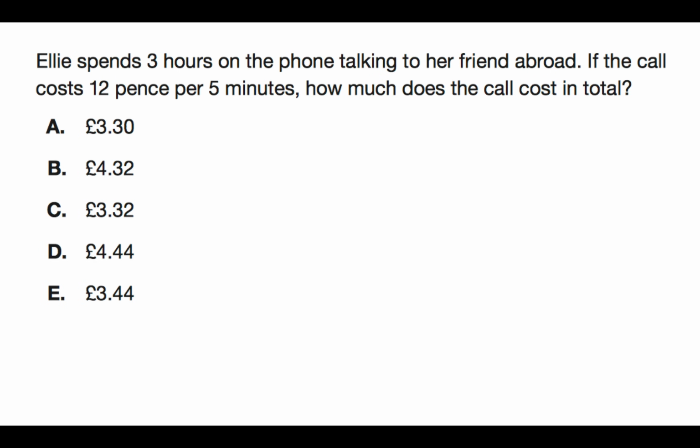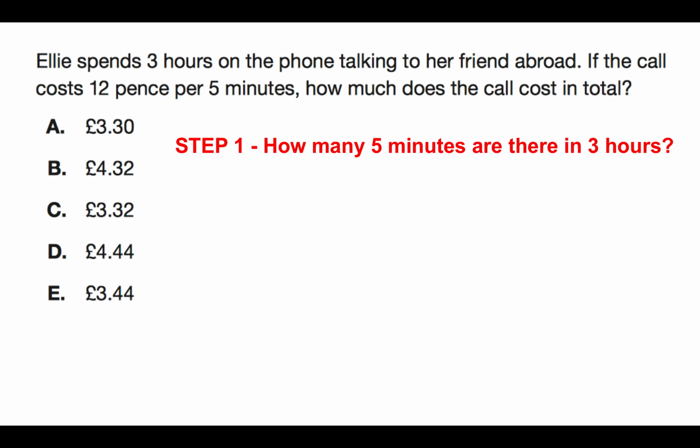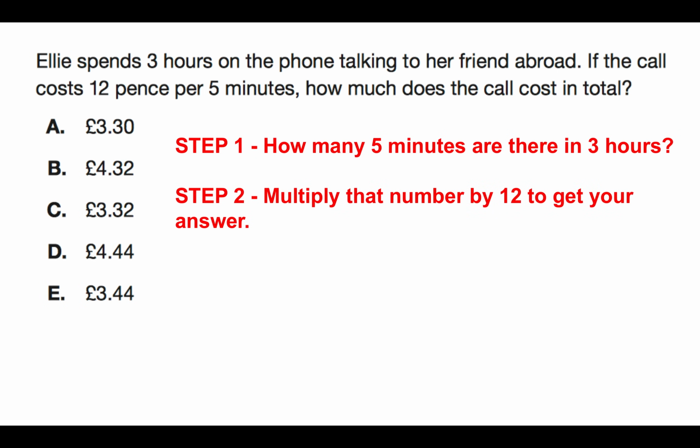Next question. Ellie spends 3 hours on the phone talking to her friend abroad. If the call costs 12 pence per 5 minutes, how much does the call cost in total? So the first step we have to do is how many 5 minutes are there in 3 hours? Okay, so we work that out. How many 5 minutes are there in 3 hours? Step 2, multiply that number by 12 to get your answer.